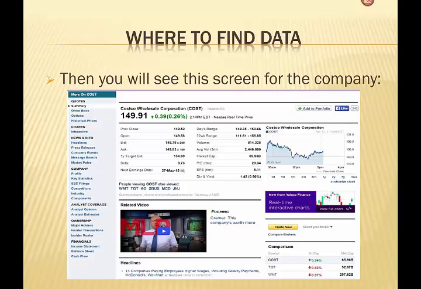Now over to the right-hand side, down in the bottom, there's a comparison area. So if we wanted to compare Costco to other companies, we could compare them to Target, which is in their competitive space, and we can also compare them to Walmart, which is the WMT symbol. And that helps you to get an idea of who is in their industry.